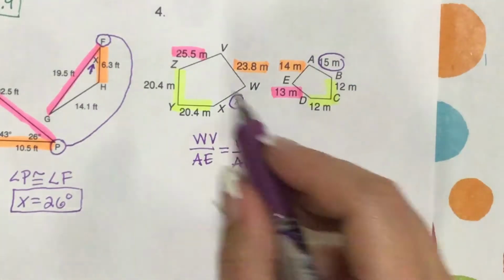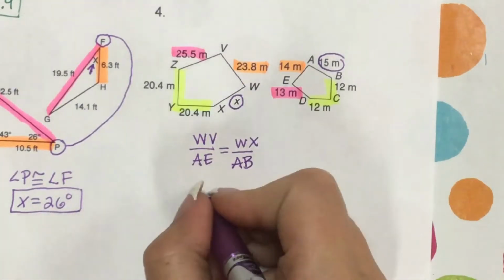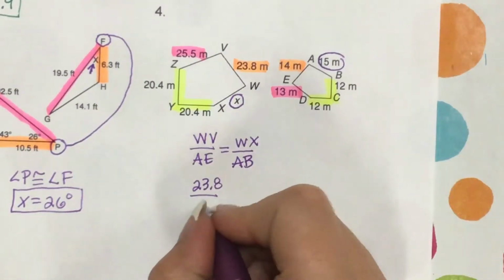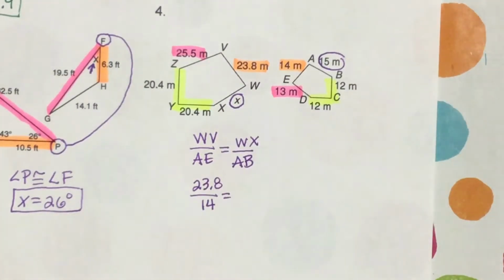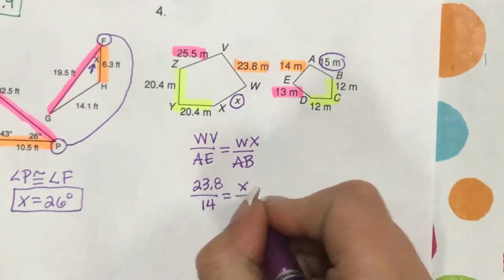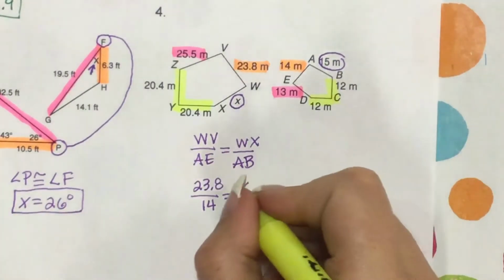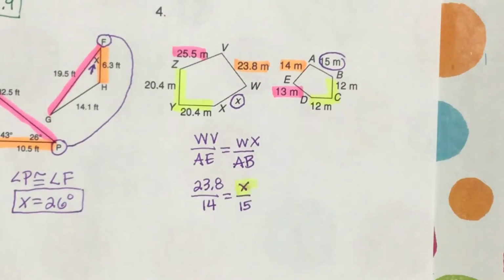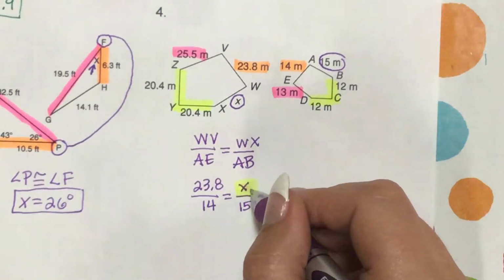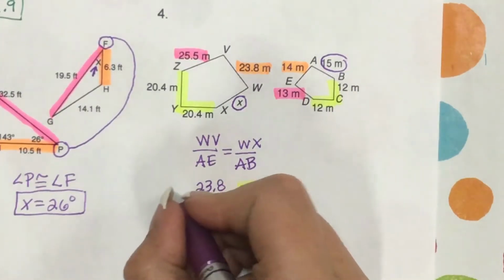And now we're just going to fill in the numbers. So WV is the same thing as 23.8 over AE, which is 14, and that's going to equal WX, which is X, over AB, which is 15. Now we're just trying to determine what X is. So we need to get X by itself. So in order to do that, we need to get rid of the 15. The 15 is related to X through division, so we have to do the inverse operation. We've got to multiply by 15 on both sides.